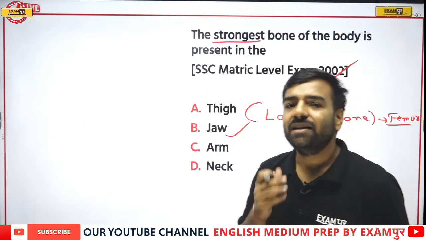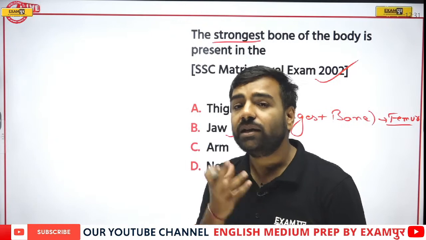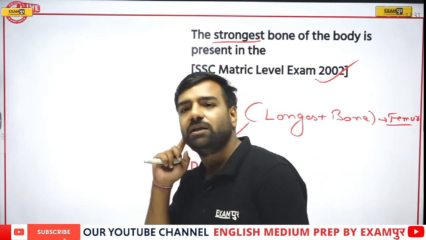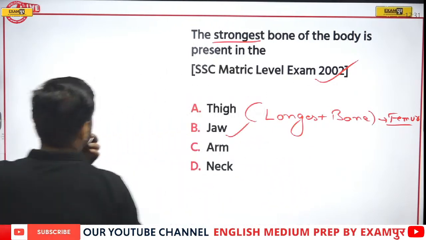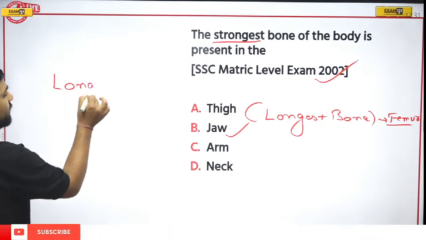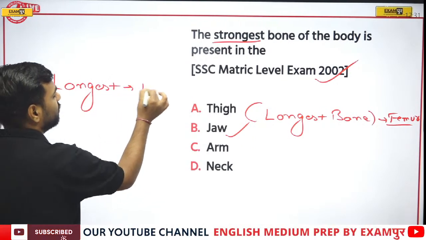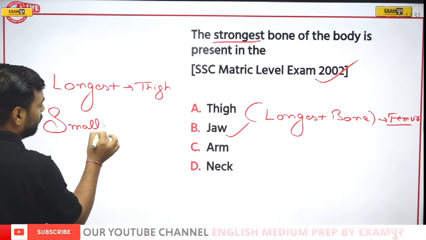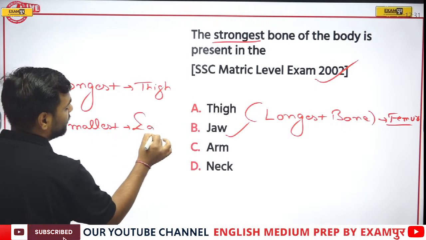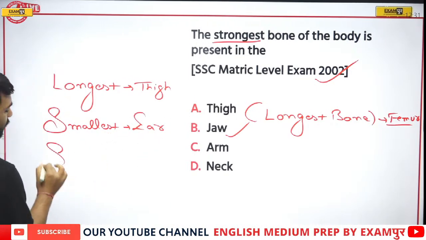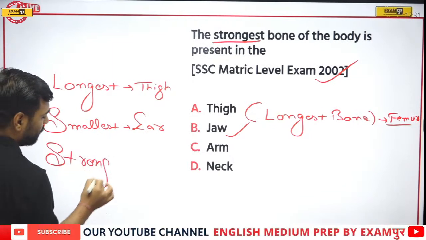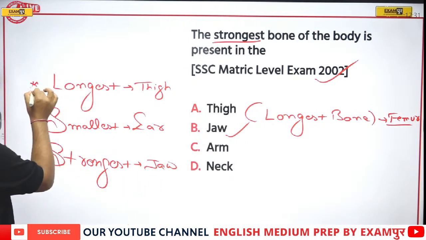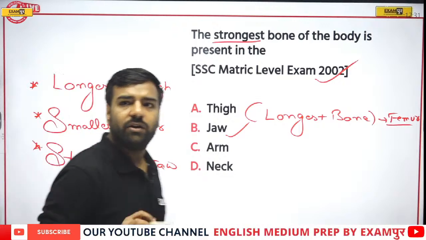Don't take it otherwise. This jaw is the strongest bone, but the longest bone is your thigh and the smallest bone is the stapes of your ear. We have discussed all the things now, so I'm writing for you all. Remember, the longest is present in your thigh, that is in your leg. The smallest one is present in your ear, known as stapes. The strongest is going to be your jaw. This one is important. Do not forget.